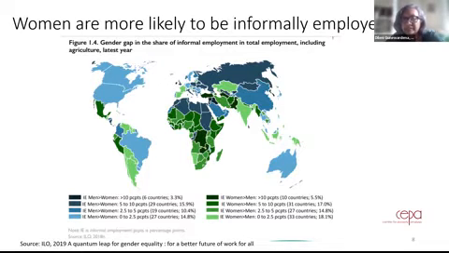And then we have the gender gap in the share of informal employment in total employment, including agriculture. This is from ILO 2019. And again, we see that in many countries, this share is quite large. For Sri Lanka, I'm not sure whether the color is visible, but actually men have a greater proportion. So I think this must be a dark blue here. I think it's something like 40-something percent women and 50-something percent men, which is the share of informal employment in total employment.